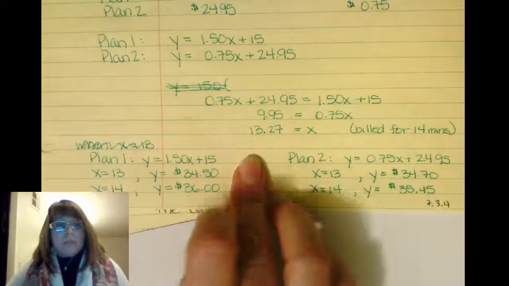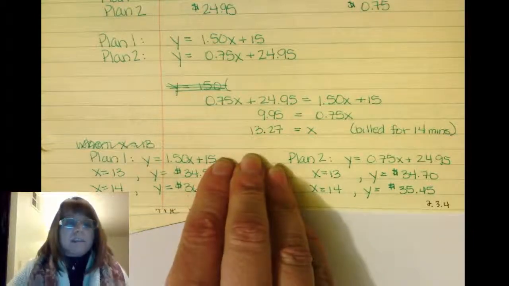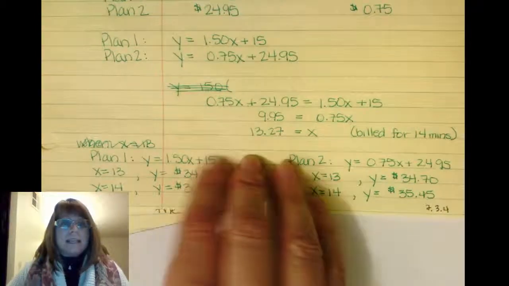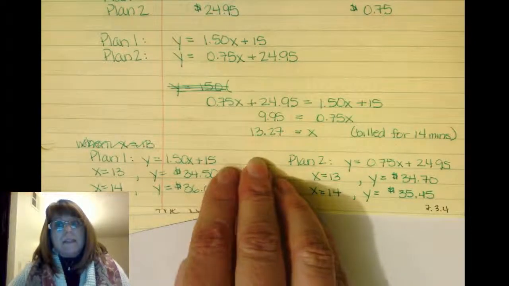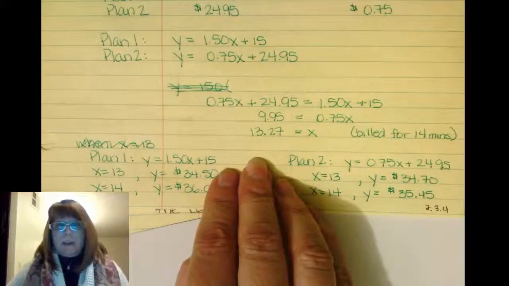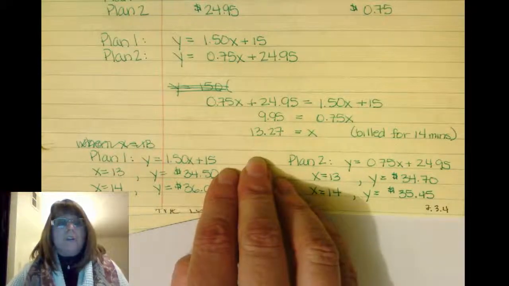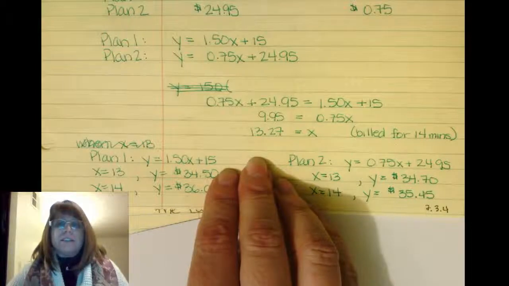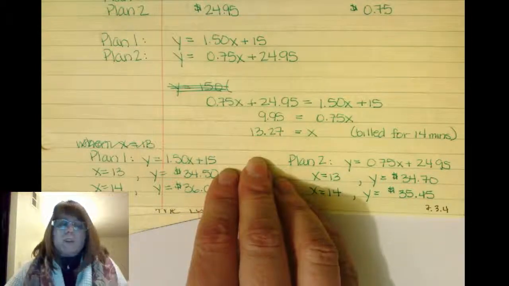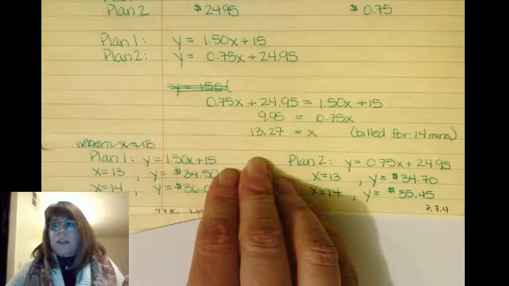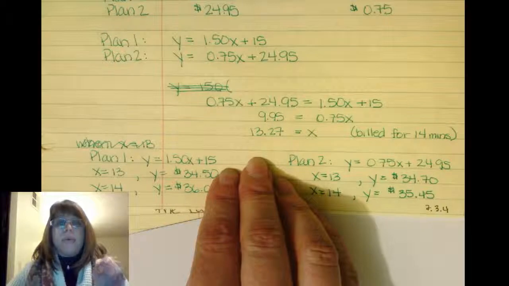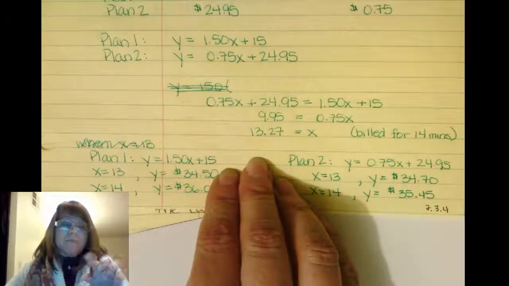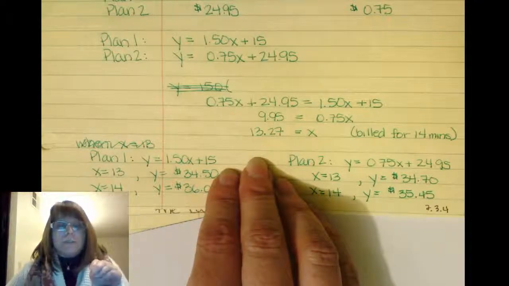Now, if you think about it, if I'm only going to talk 10 minutes, then plan 1 is less expensive. But if I'm going to talk over 13 minutes, then plan 2 is the better bargain. So that's how we would use systems of equations in the real world. Now, maybe you wouldn't go through all of this setting up math, but now that you know how to do it, you can solve for the exact minute that plan 1 becomes the better deal or plan 2 becomes the better deal.